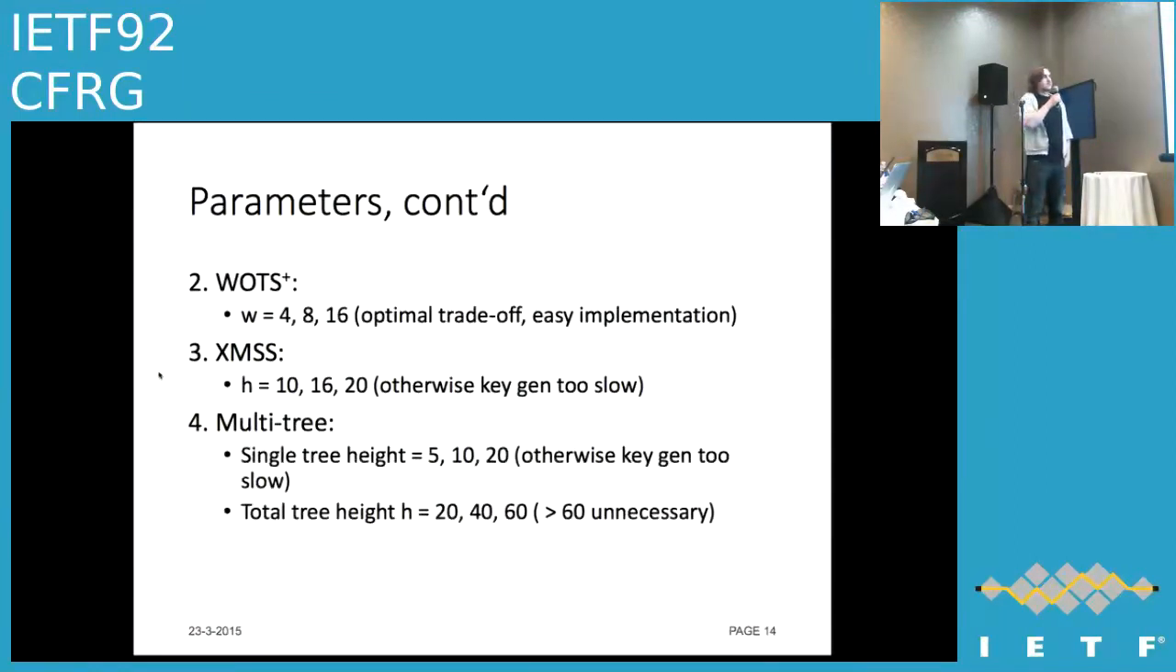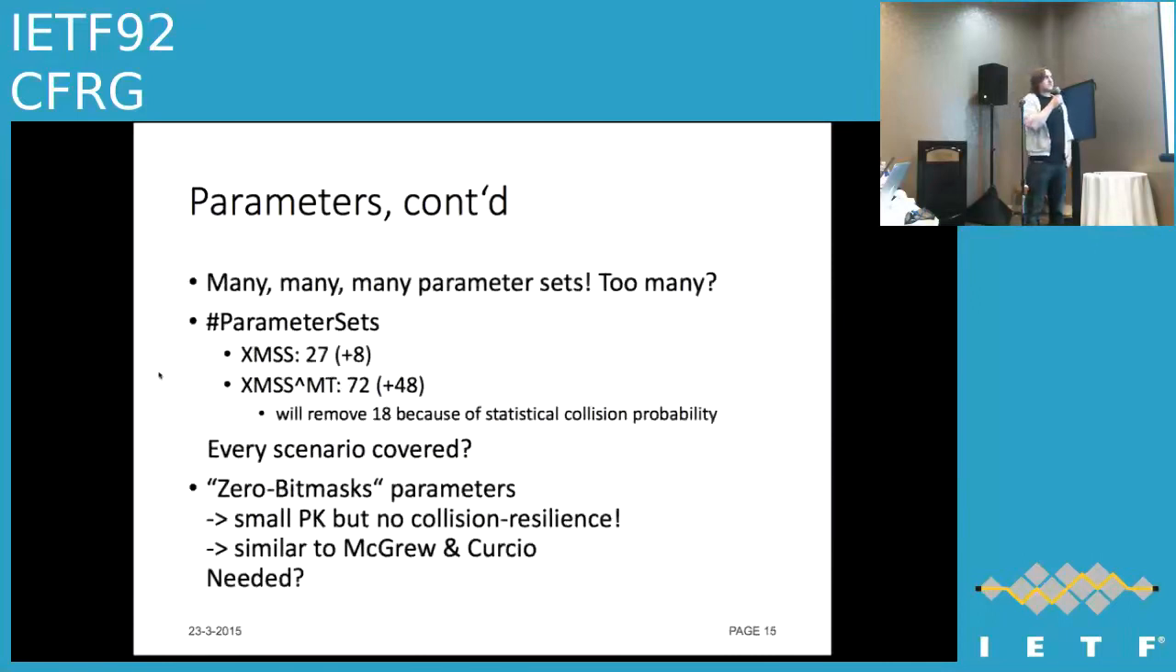Next. Now that gives many parameter sets. One question where we would ask for feedback is, are these too many? We've got 27 parameter sets for XMSS, and for the multi-tree version, 72. On the other hand, the second question for feedback would be, did we cover every scenario? Are there applications where someone would say, I would like other parameters?